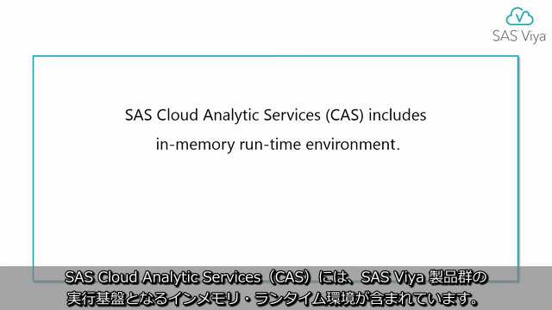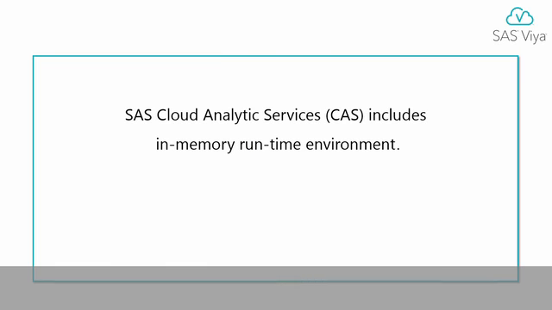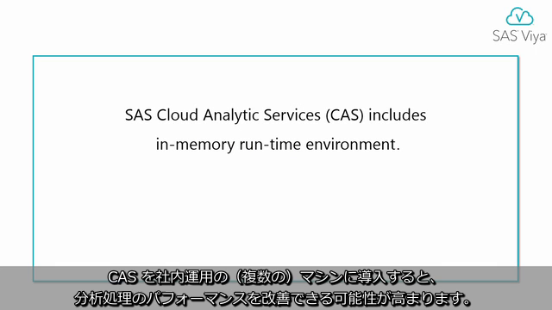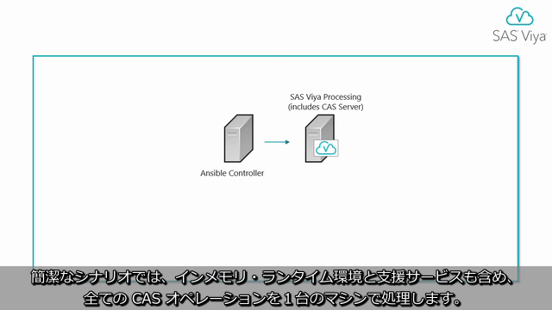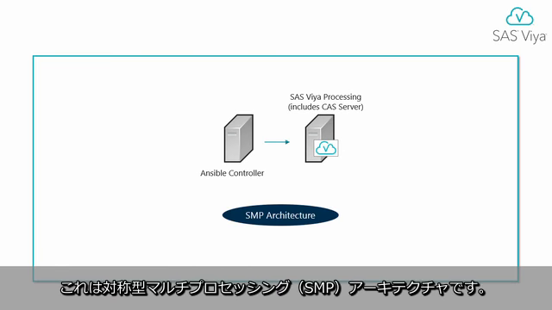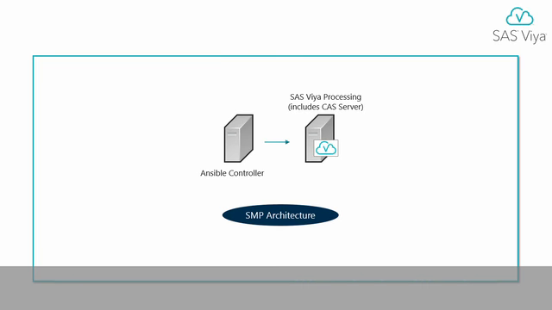SAS Cloud Analytics Services, or CAS, includes the in-memory runtime environment for SAS Viya products. You can potentially improve the performance of analytical processing by deploying CAS to its own machine or machines. In a simple scenario, a single machine handles all CAS operations, which includes the in-memory runtime environment and supporting services. This is symmetric multiprocessing, or SMP architecture.